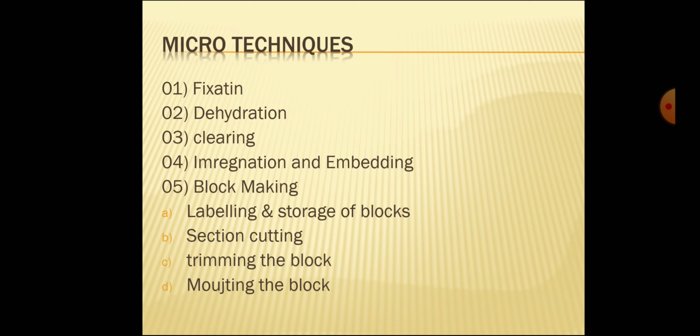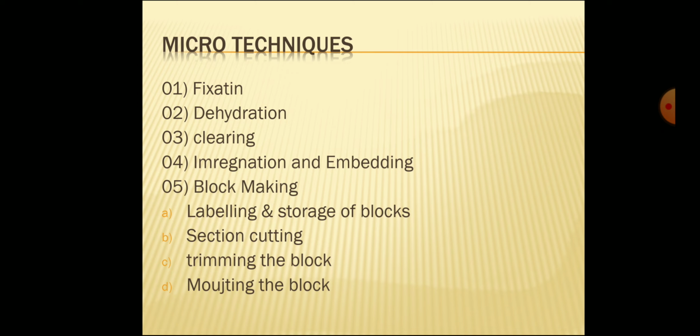After removal of the block from the water, labeling is necessary. The blocks are labeled carrying all the details of the tissue, which is done by inserting the label on one side of the block during casting. The blocks are stored in small paper bags or clean wooden boxes in cool places until they are sectioned. The next step is section cutting.